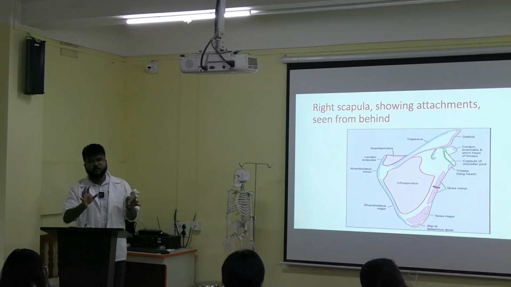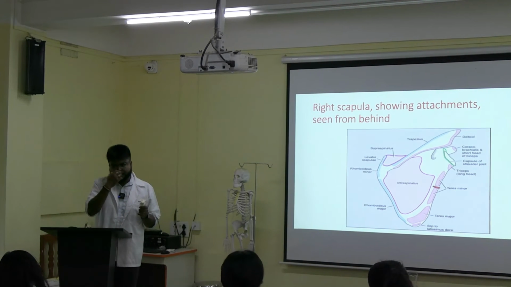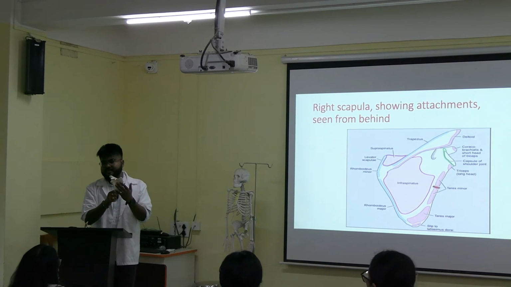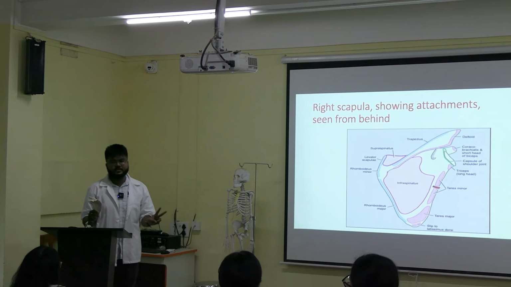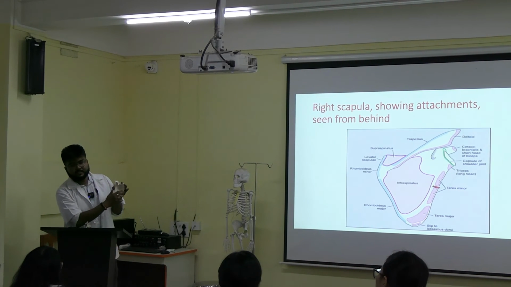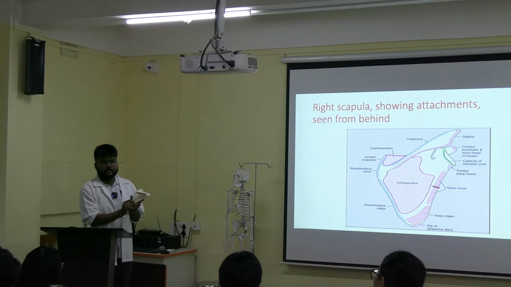Now recap all the muscle attachments. First, this is called your anterior surface. Okay, in the anterior surface two muscles are attached. First is the subscapularis muscle, another one is serratus anterior. Next, posterior surface.